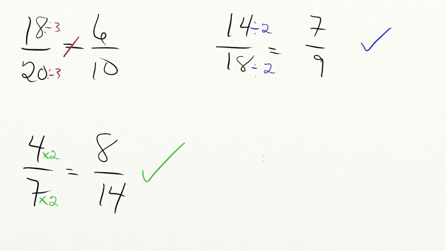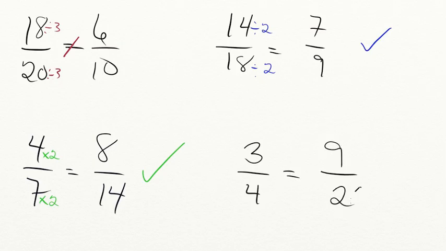Last problem. Can you tell me if 3/4 is equivalent to 9/20? Well, let's see. If we multiply 3 times 3, we get a value of 9. And if we multiply our numerator by 3, we have to multiply our denominator by 3. 4 times 3 equals 12, which means that these two numbers are not equivalent.